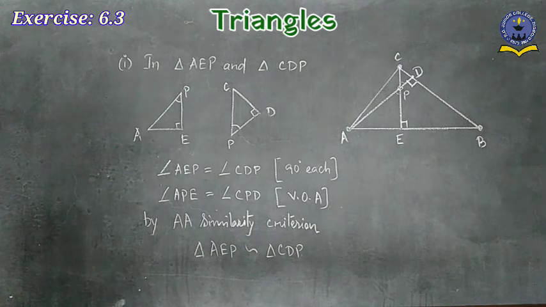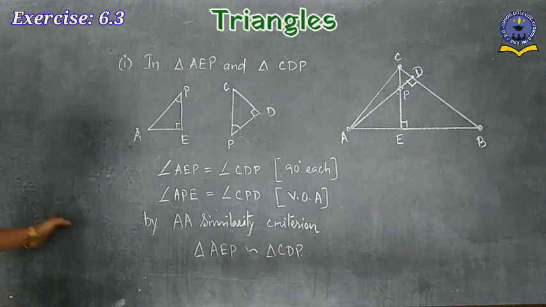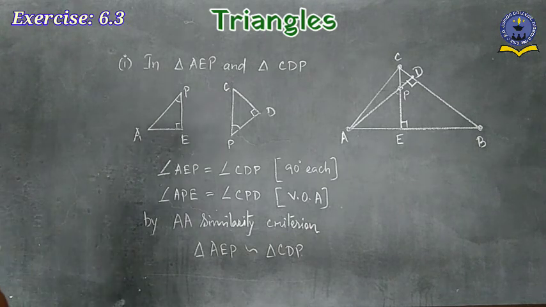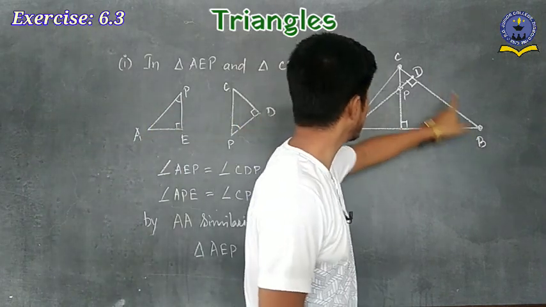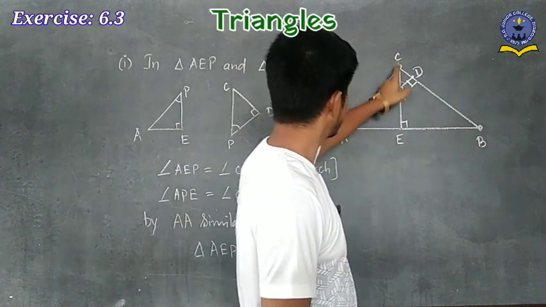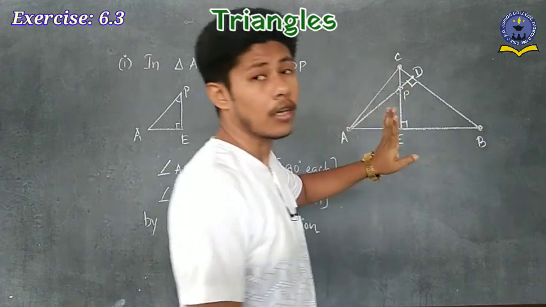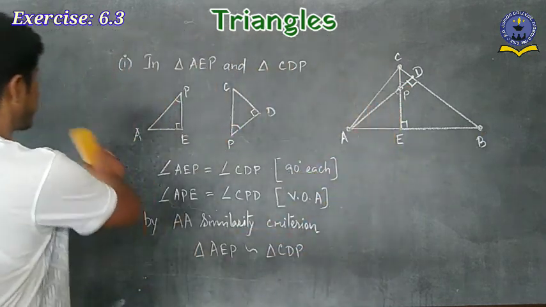And now the second one is given: ABD and CBE, isn't it? So where is ABD and CBE? This is what we need. So now let's see the second one.